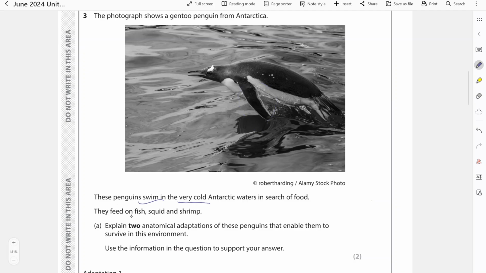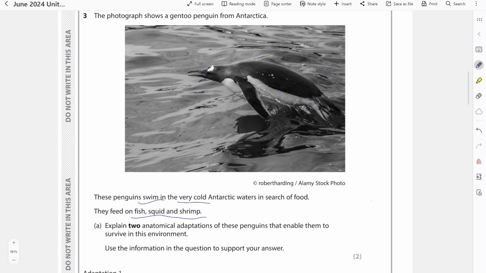So they feed on fish, squid, and shrimp, and you can see that their beaks are very pointy, and that enables them to catch the food. You can even talk about the color of their feathers. So you can see they mostly have black feathers. And if you've covered a little bit of physics, you know that darker colors are very good at absorbing light and therefore absorbing heat, and that would help them keep themselves warm.